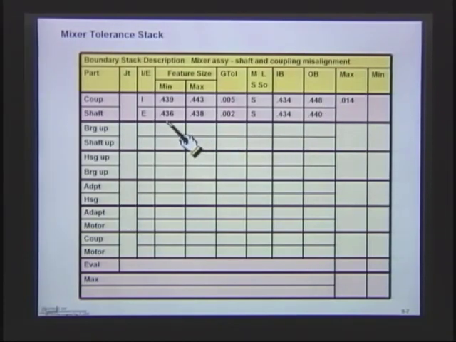On the shaft, we're going to do the same thing. This was the minimum size, that was the maximum size. It was an external feature. The coupling was a hole, so that was an internal feature. Then we're going to use the regardless of feature size formula, and that's how we come up with the inner boundary and the outer boundary.